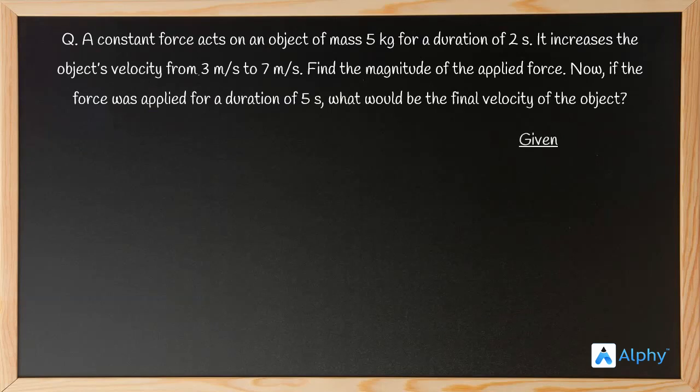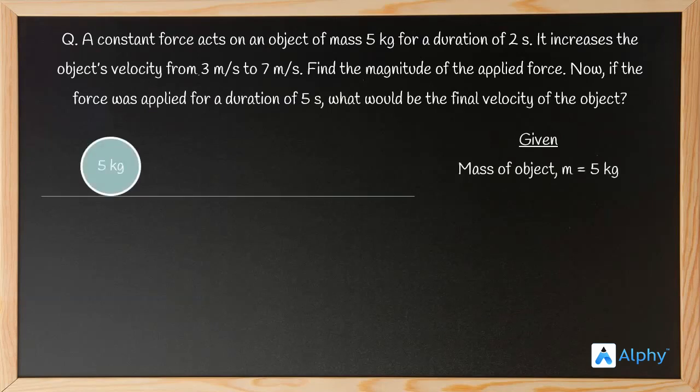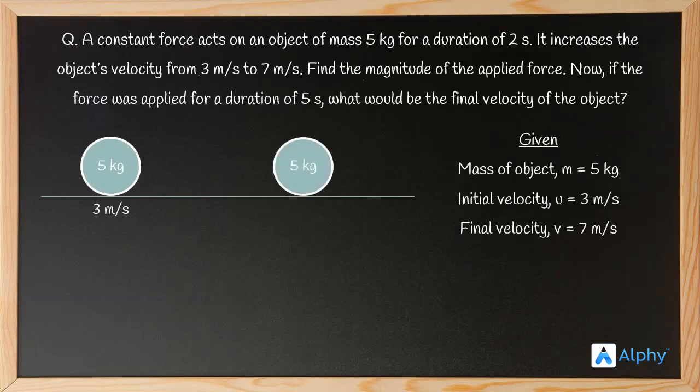Let's review what is given. Mass of the object, given by m, is equal to 5 kg. The initial velocity, given by u, is 3 meters per second. The final velocity, given by v, is 7 meters per second. Lastly, the time taken, t, is equal to 2 seconds.